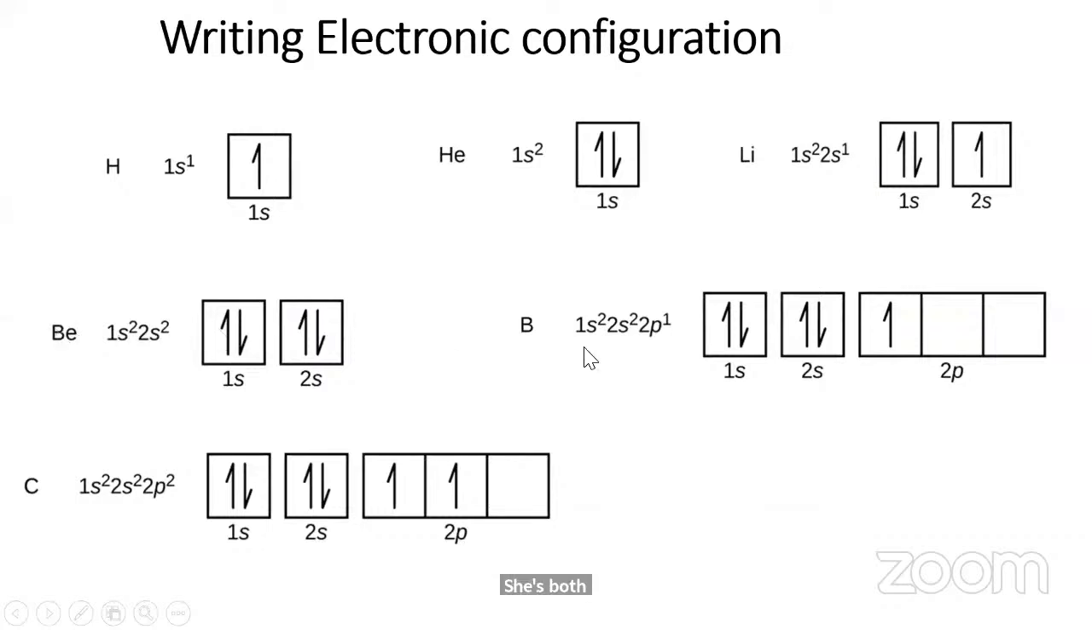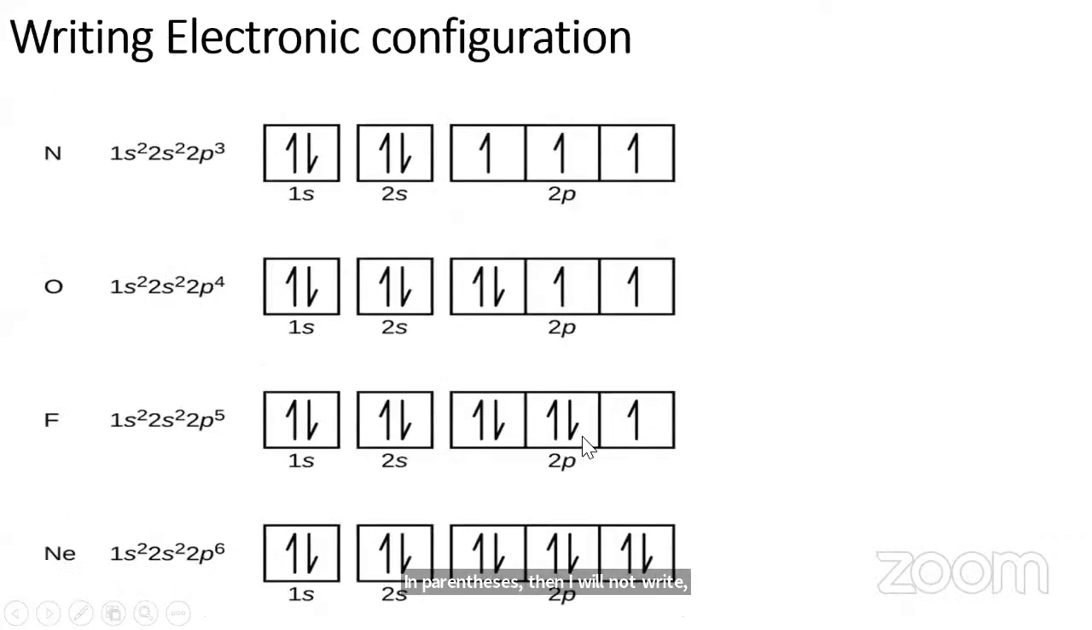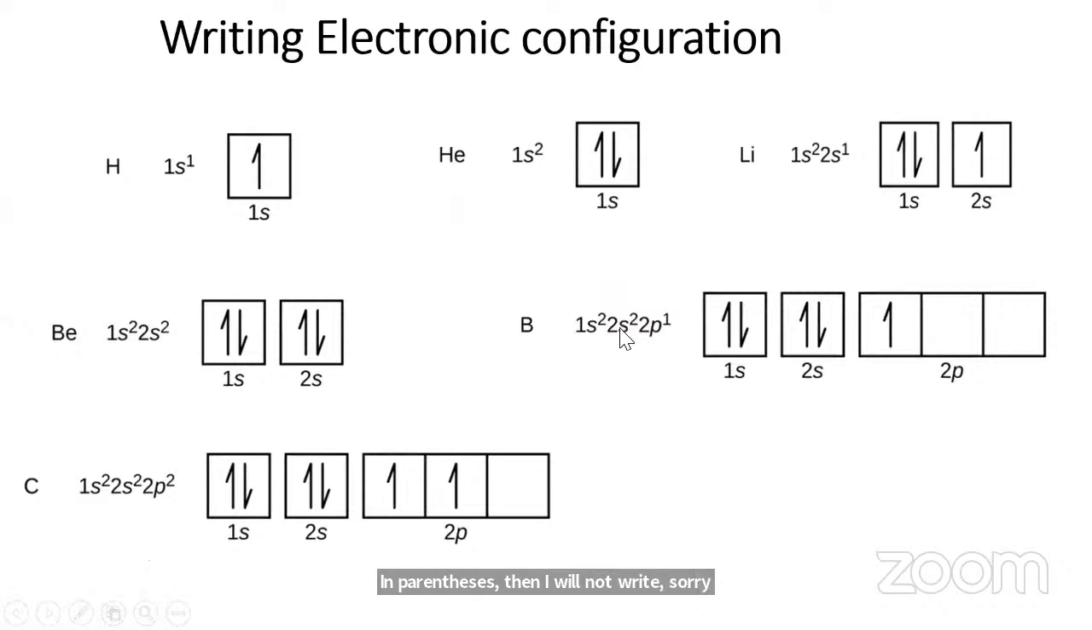Now that is being explained in boron. In boron, you have 1s2, 2s2, and 2p1. And so, if I want to write this in a condensed way, I will write my helium in parentheses. Then I will now write 2s2, 2p1. So my valence electrons are 2s2 and 2p1. So boron has 3 valence electrons. Some of you always say that boron has 1 valence electron. No, boron has 3 valence electrons.